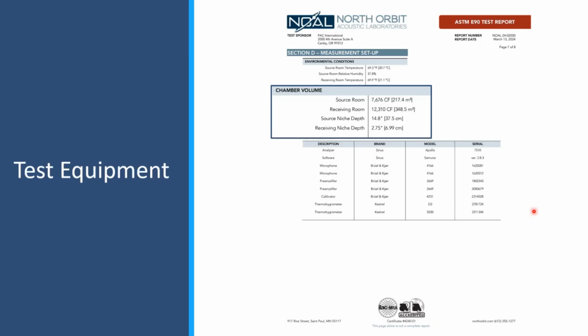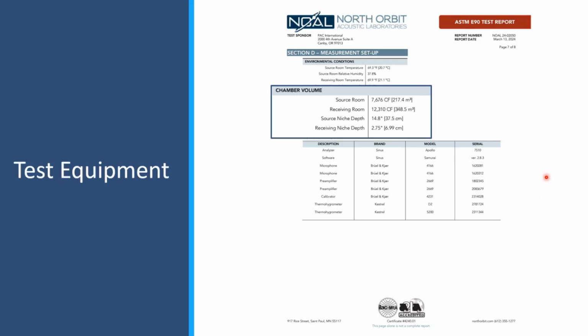Chamber volume. And I think we're almost to the end of this bit here. Yeah, page 7 of 8. So here, the chamber volume, you can see that the source room is 217 cubic meters. The receiving room is 349. With larger chambers, it's kind of a judgment term, but you can get better measurements at lower frequencies.